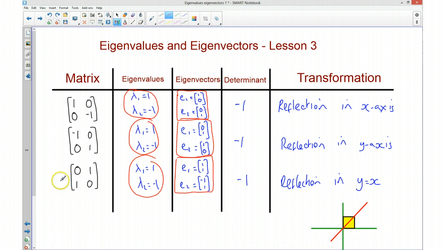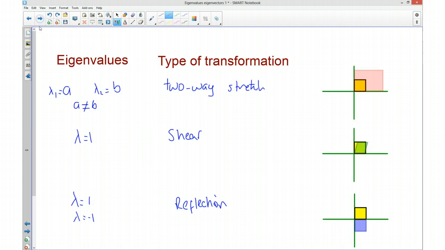Right, what we're going to do now is get a quick overview of the transformations that we've looked at. When we had two different eigenvalues, A and B, we decided that that's going to give us a two-way stretch, like so, where in this particular case the x-axis and the y-axis are our invariant lines. I've been careful here to say that this is when A is not equal to B. If A is equal to B, then we've got an enlargement, and in fact every single line that goes through the origin would be invariant in that case.